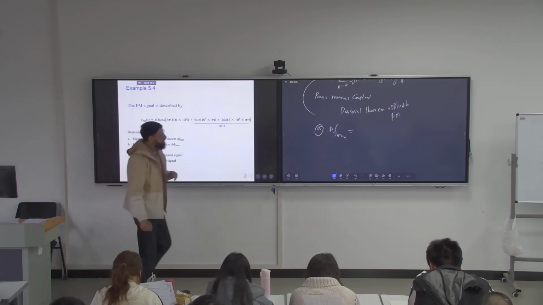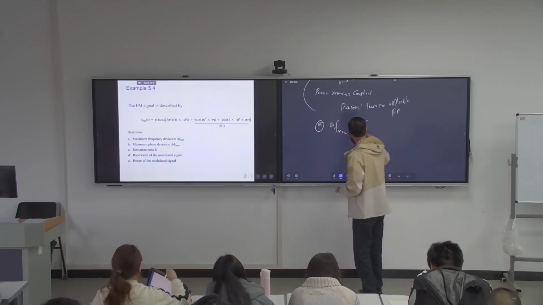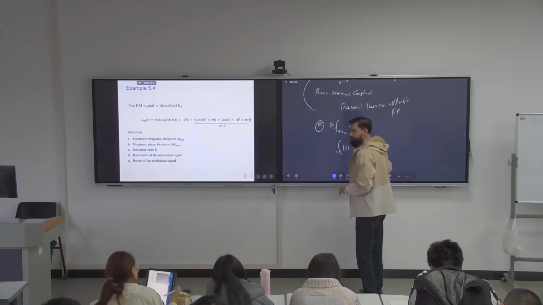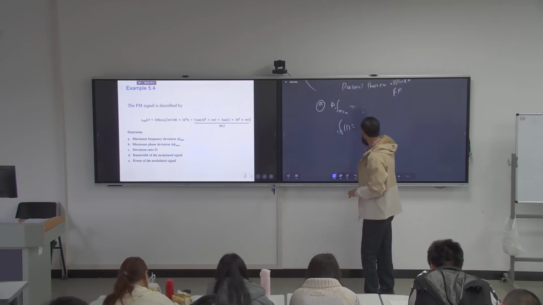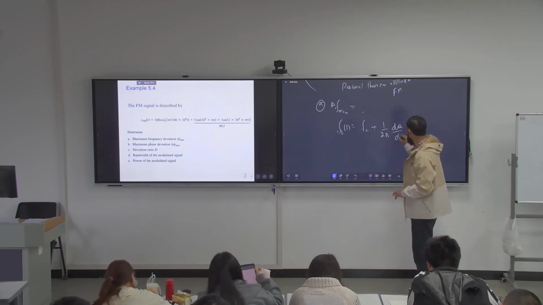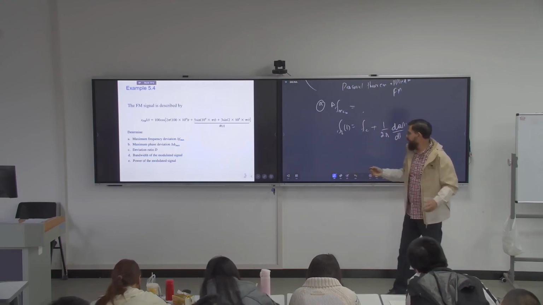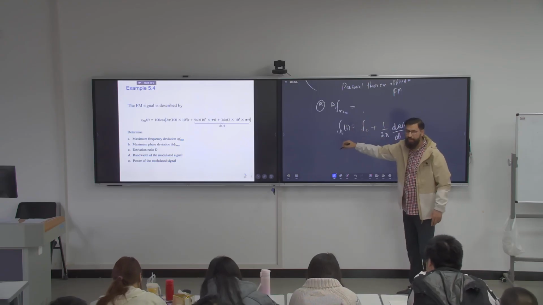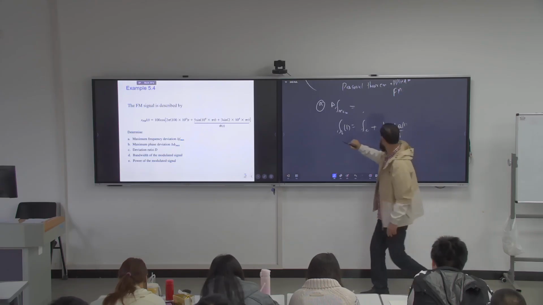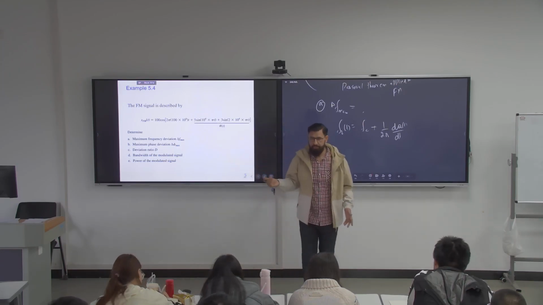Remember, what is the instantaneous frequency fi equal to? fc plus 1 over 2 pi d phi by dt, right? Now take it over there. What do you get? Delta f, right? So first you need to take the derivative of this signal, right?